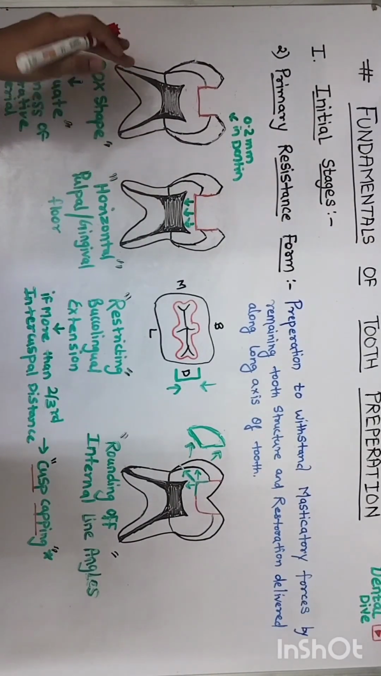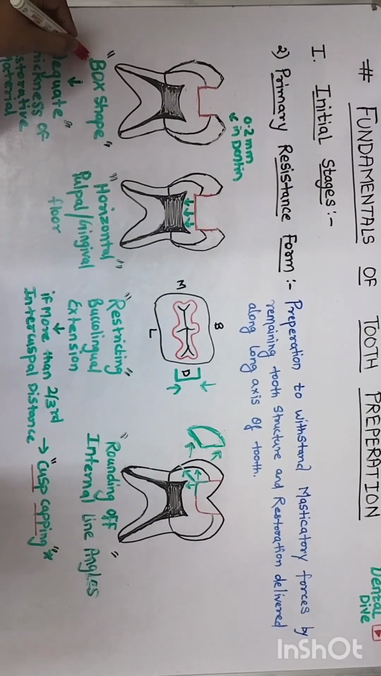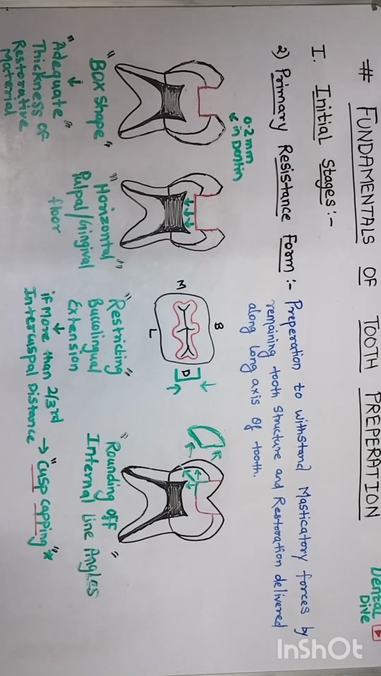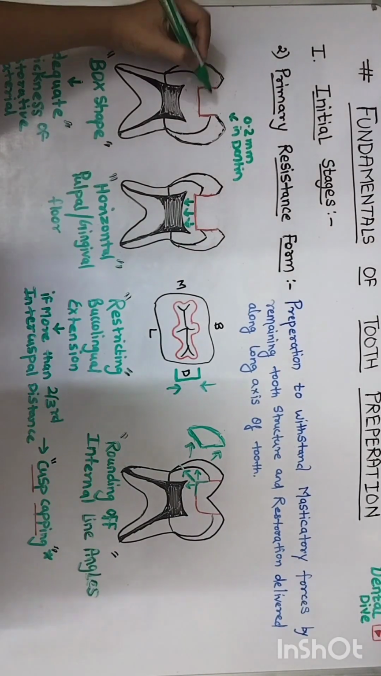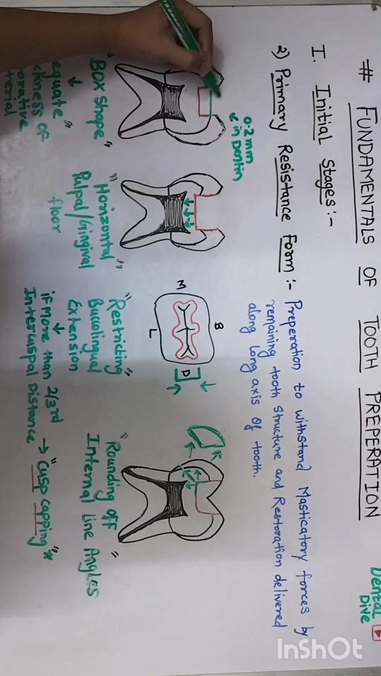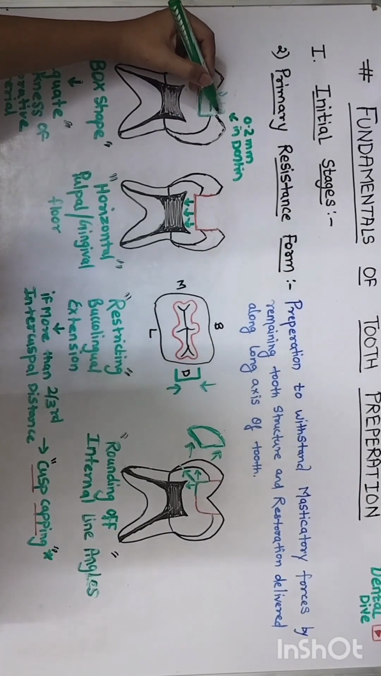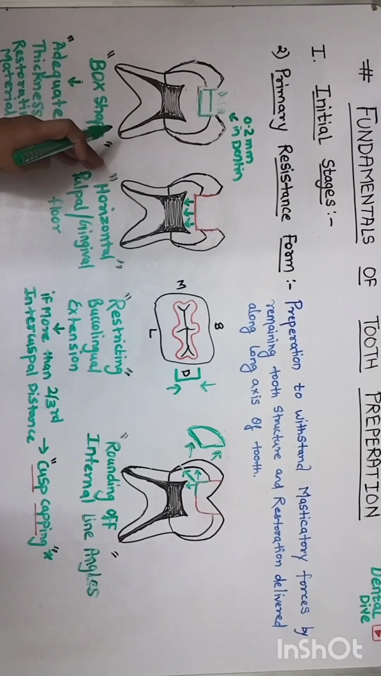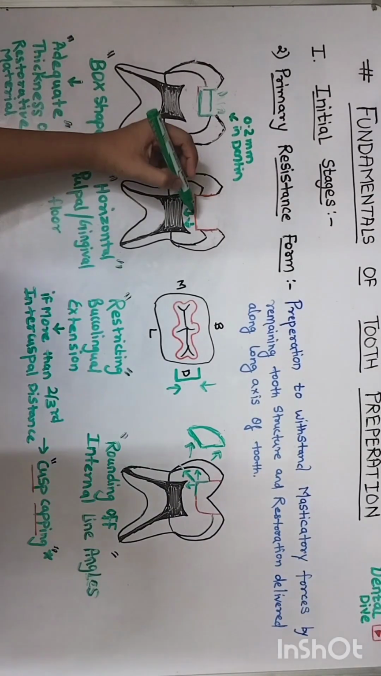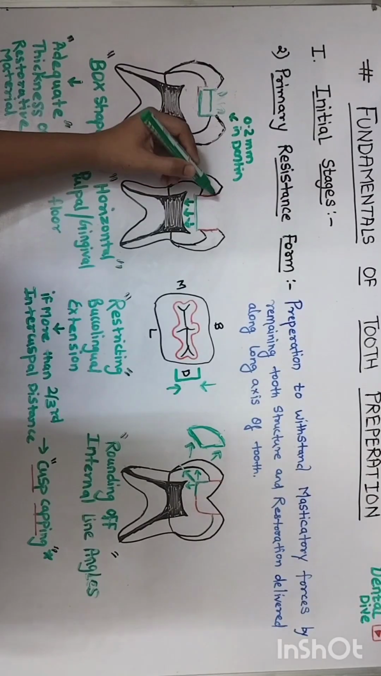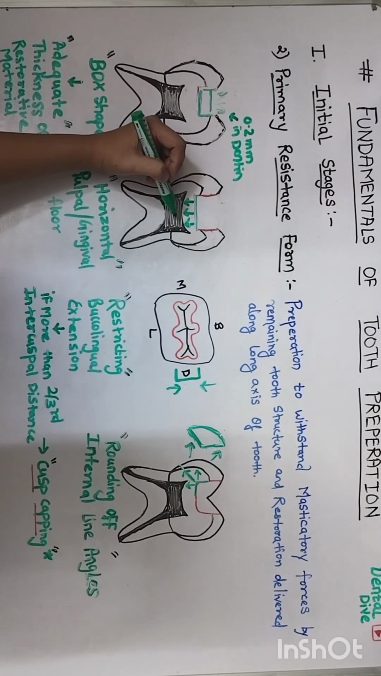There are 6 principles. First, you need to provide box shape for adequate thickness of restorative material. Suppose your restorative material is too thin, then it will fracture very easily. But if you provide adequate bulk to the restorative material, then it will withstand your occlusal forces. Second is your horizontal pulpal and gingival floor. Why should your pulpal floor be horizontal? Because when a patient chews food, the forces are directed vertically along the long axis of tooth.